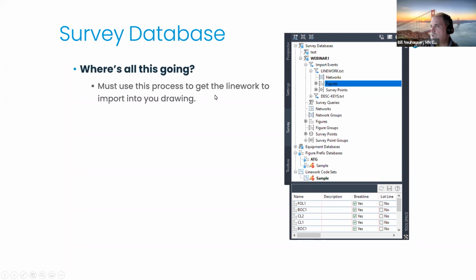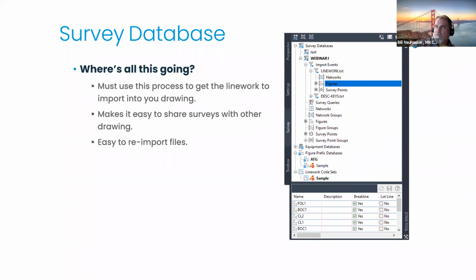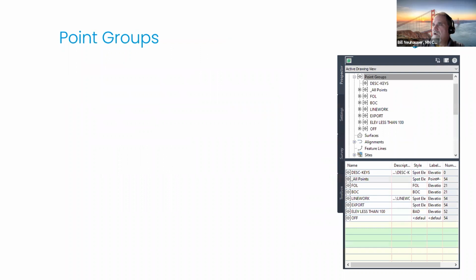You must use this process to get the line work to import into your drawing. It makes it easy to share surveys with other drawings. That's one of the big benefits. And it's real easy to re-import files. If you find you have a typo, you go through the processor, bring the points into the drawing, and you have one point that's out of whack, with a wrong description or a typo, like BTC instead of BOC, and it's not working right, you can go back to the text file, make the correction, and come back through here and re-import it in literally 15, 20 seconds. I'll show that coming up too. Last but not least, we will cover point groups.